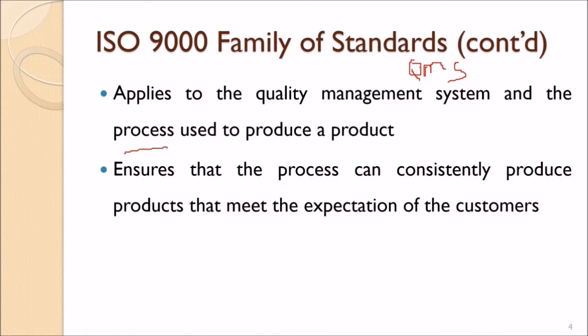So we are talking about processes here. Please understand, ISO never says anything about the product. It never says that if you apply these standards, if you follow this quality management system, then you are going to make a good product. It doesn't speak about that. It only tells you about the processes. And this ensures that the process can consistently produce products that meet the expectation of the customers. What it means is that if you follow the processes which you have decided or which are being told by the ISO 9000 family of standards, then you will be able to consistently produce the products which will meet the expectation of the customers.